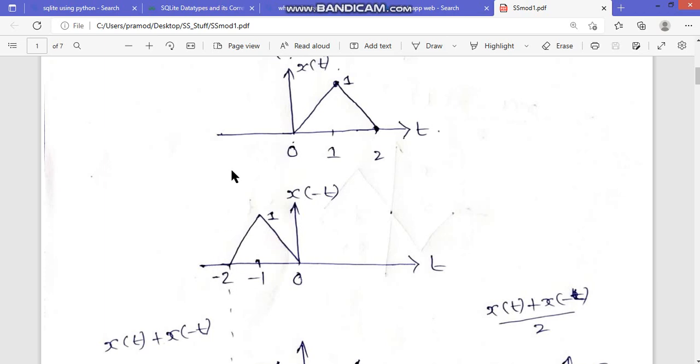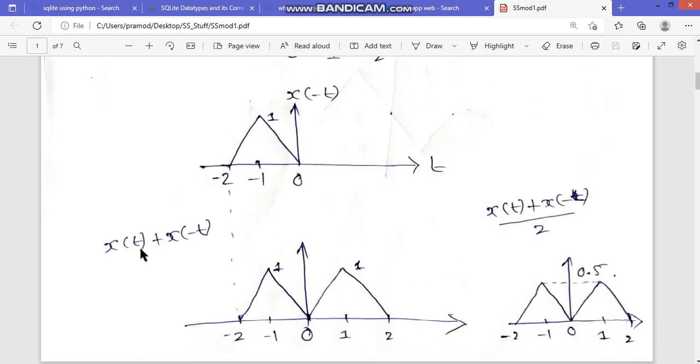So for minus 2, there is nothing here, right? There is a 0 for this signal at minus 2. So when you add these, x of minus t is defined from minus 2 to 0, and x of t is defined from 0 to 2. The rest is all 0 here and 0 here, right? So when you add 1 with nothing, you will get 1 only. I will repeat: when you add 1 plus 0, you will get 1, right? In the same way, when you add this signal with nothing, you will get this signal back, right?